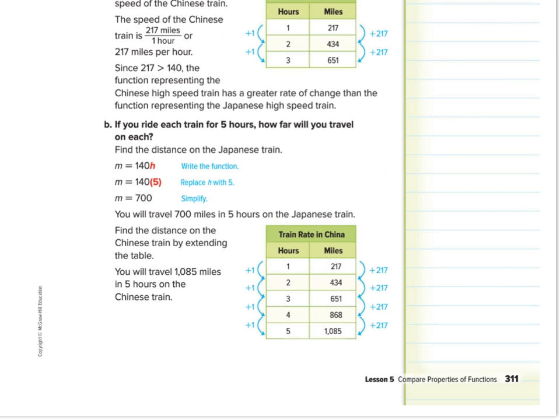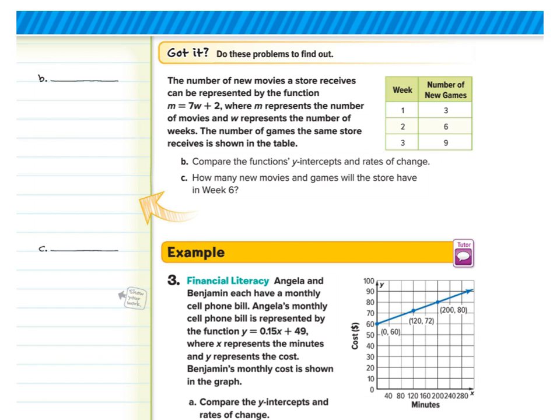in 5 hours. The other way that you could do this is to say, okay, well, if my y-intercept was 0, I could say my m equals that rate of change of 217 times h. So we can go, okay, m equals 217 times the 5 hours, and that's another way of getting to 1,085. So now we get to try this on our own.